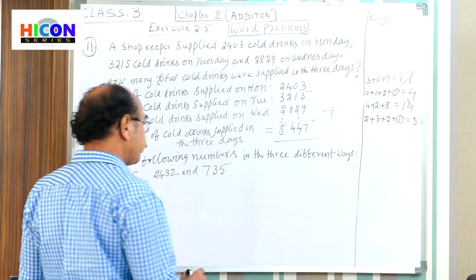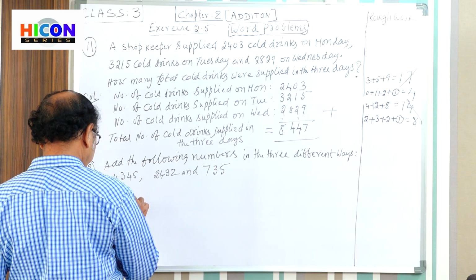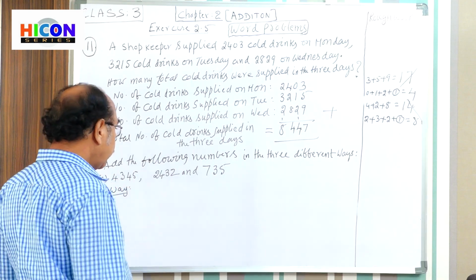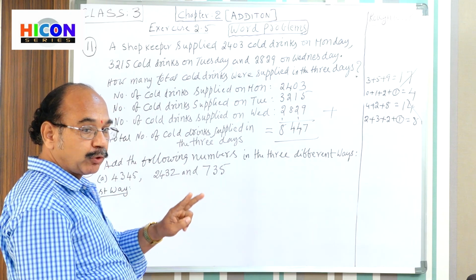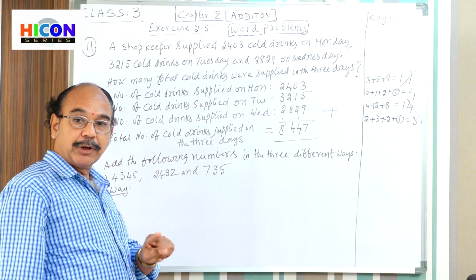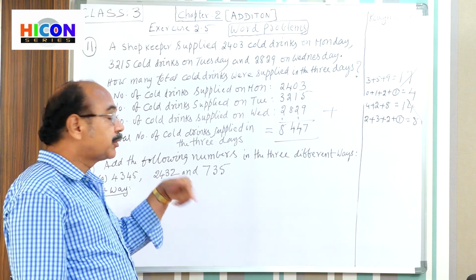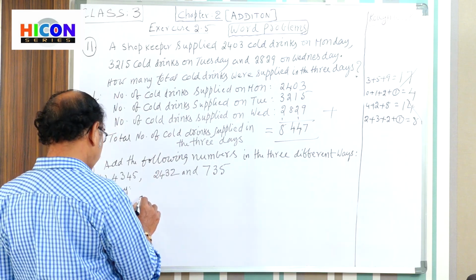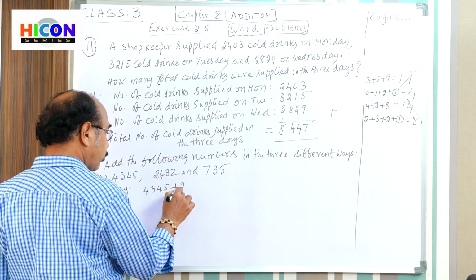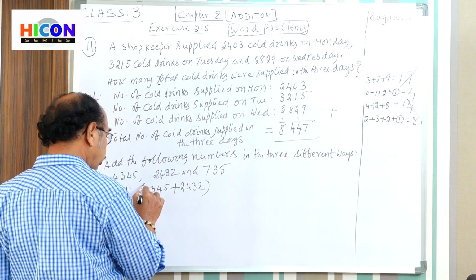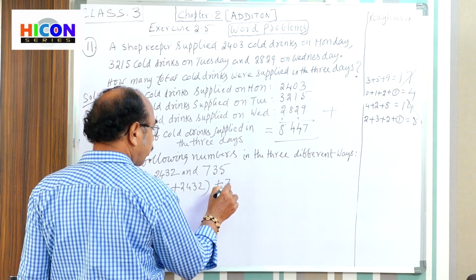So first way. In the first way, first number, second number, third number. Take two numbers as a group. In each group we take two numbers. We add the two numbers and to that total we add the third number. The first number is 4345. Second number is 2432. You take the two numbers as a group. To this group add the third number 735.